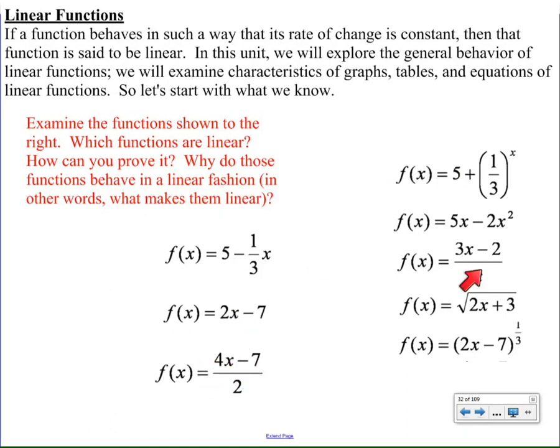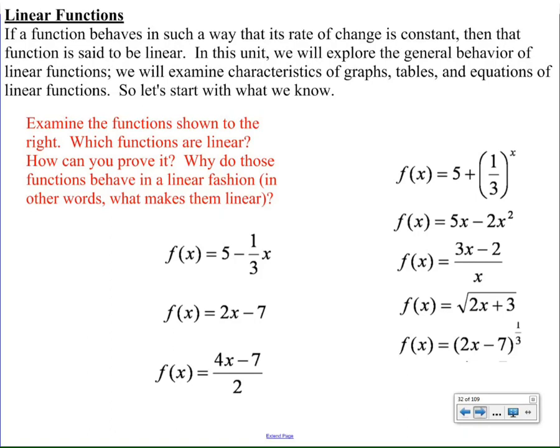These functions over here are all not linear: here because the variable is an exponent, here because we have a squared variable, here because we have 2 divided by x, not multiplied by, a square root, and whatever a 1/3 power means. Not one of these functions would be linear.